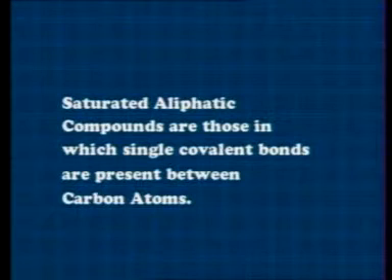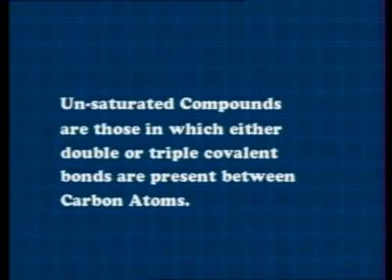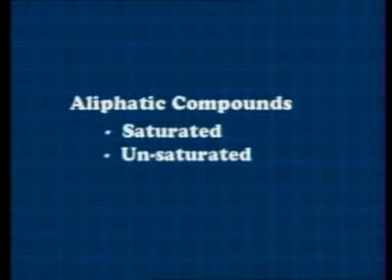Aliphatic compounds are further classified into two major groups, saturated and unsaturated. Saturated aliphatic compounds are those in which single covalent bonds are present between carbon atoms, and unsaturated compounds are those in which either double or triple covalent bonds are present between carbon atoms. We can differentiate between aliphatic saturated compounds and aliphatic unsaturated compounds by performing an experiment.